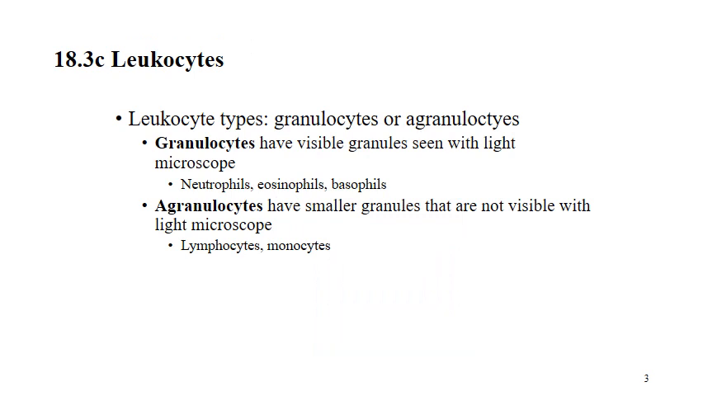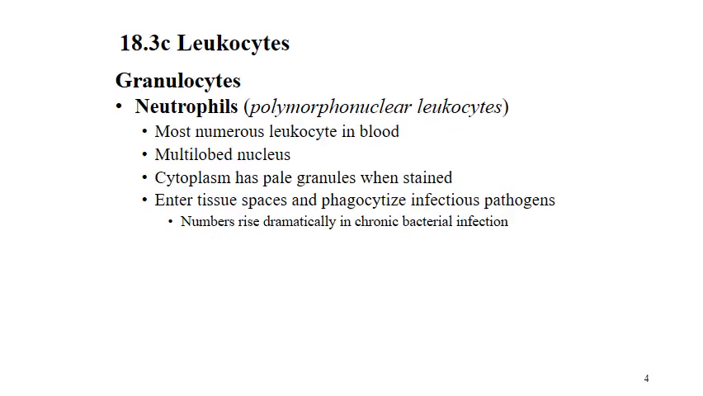So the two leukocyte types that we have are granulocytes, which have visible granules when seen with a light microscope. So those are our neutrophils, our eosinophils, and our basophils. And then we have our agranulocytes, which are going to have smaller granules that are not visible with a light microscope. So those are going to be our lymphocytes and monocytes.